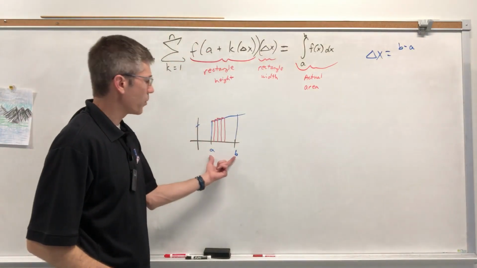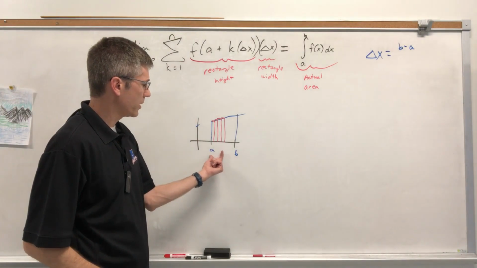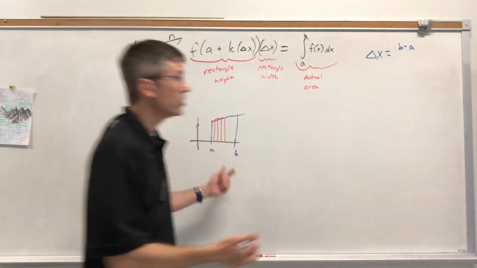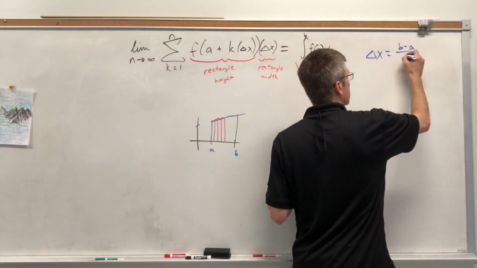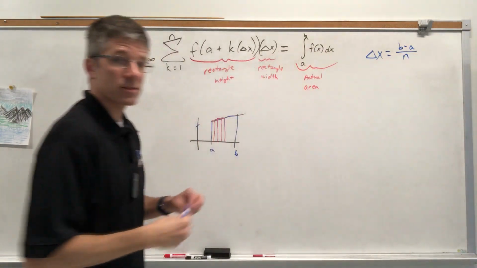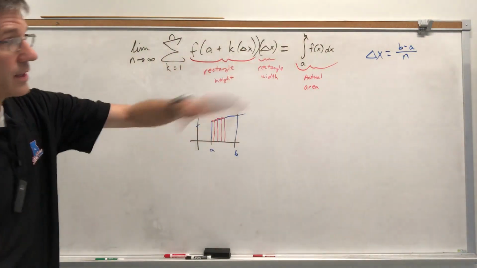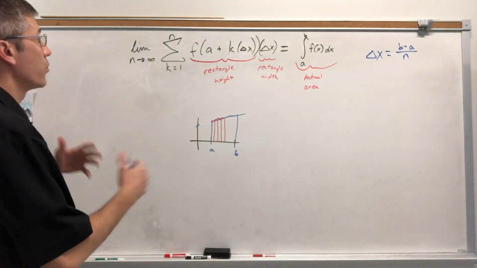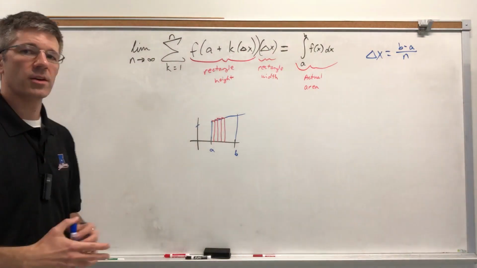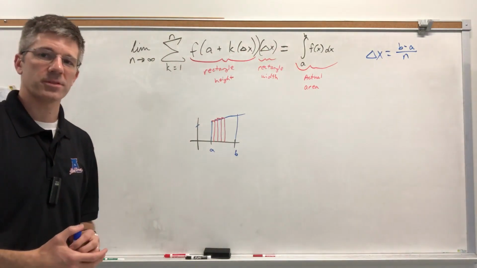So we have b minus a, but what if I wanted two rectangles? Well, I'd have b minus a divided by 2. If I wanted n rectangles, it'd be b minus a divided by n. So this is the general structure of what we are dealing with. We're going to take a video just to explain that. We're going to jump into some examples in just a minute.